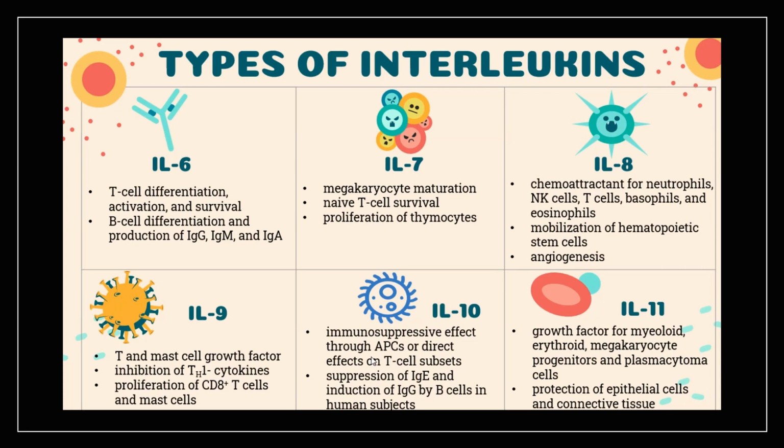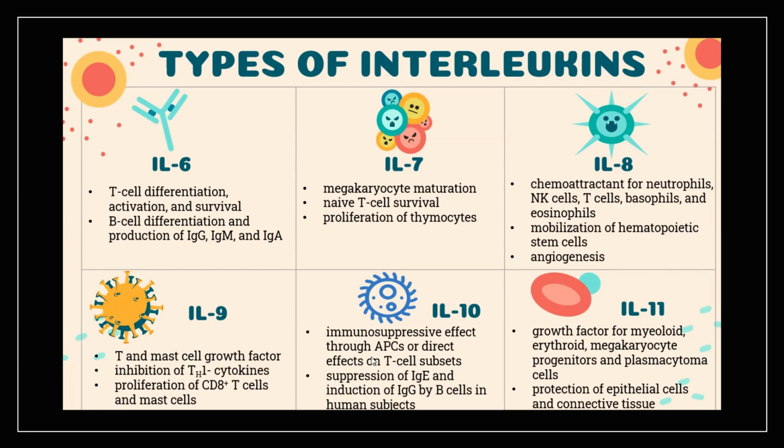Next would be the interleukin 8, which is a chemoattractant for neutrophils, NK cells, T cells, basophils, and eosinophils. They have the mobilization of hematopoietic stem cells and angiogenesis. They originate from macrophages and certain types of epithelial cells, such as the endothelium. They target cells such as neutrophils and NK cells.